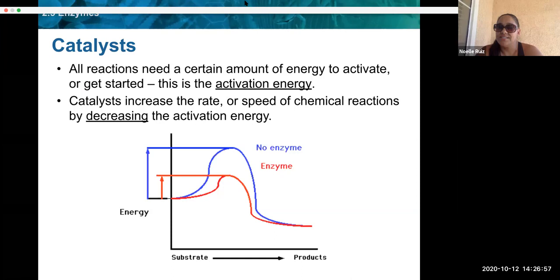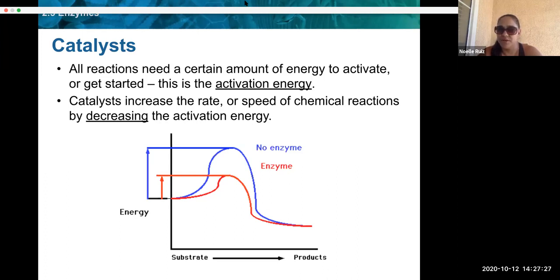Catalysts: all reactions need a certain amount of energy to activate or get started, and this is the activation energy. It's the amount of energy needed to get a chemical reaction started or turned on. And then catalysts will increase the rate or speed of the chemical reaction by decreasing the activation energy. So if you don't need as much energy to get started, the chemical reaction proceeds quicker, happens faster.